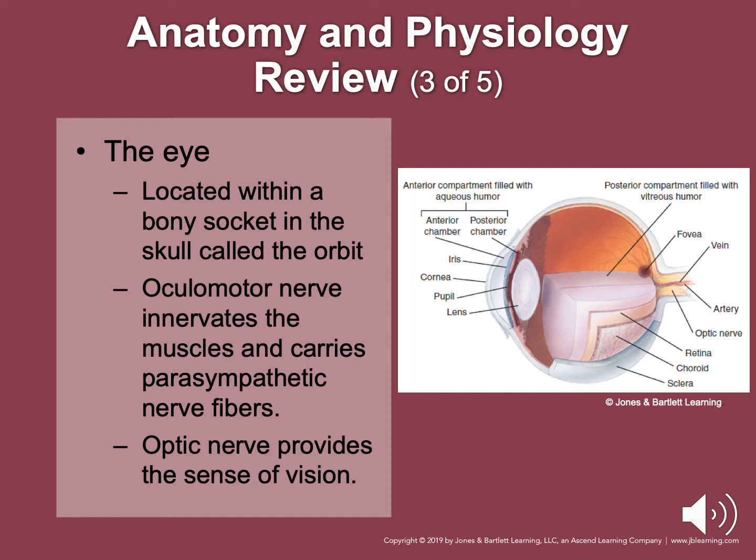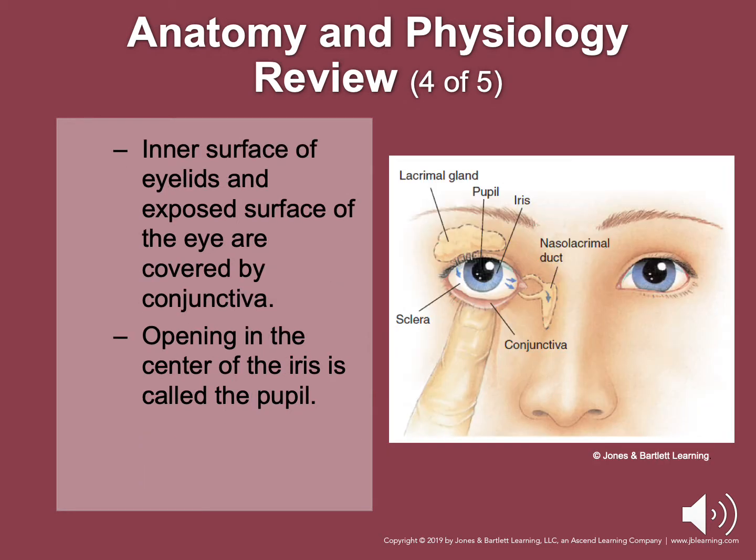The eyeball, which is the globe, keeps its shape as a result of pressure from fluid contained within 2 chambers. The anterior chamber is filled with aqueous fluid. The posterior chamber contains vitreous humor. The sclera extends over the surface of the globe. The inner surfaces of the eyelids and the surface of the eye itself are covered by conjunctiva. It's kept moist by fluid produced by the lacrimal glands. The opening in the center of the iris is called the pupil. Some people are born with pupils that are not equal.